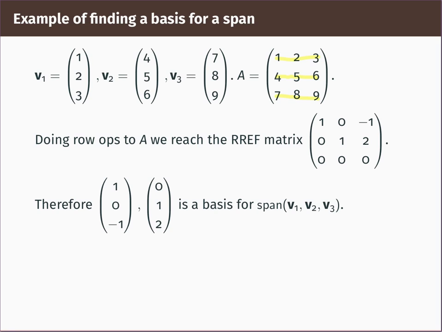In this case, if you try doing row operations to A until you get a row-reduced echelon form matrix, the matrix you'll reach is this one. The final step in the procedure is to take the non-zero rows in that matrix, turn them back into column vectors, and then they are a basis for the span of v1, v2 and v3. Here we have two non-zero rows, and when we turn them back into column vectors, the first one turns into the column vector 1, 0, minus 1, and the second one turns into the column vector 0, 1, 2. It follows from our procedure that this is a basis for the span of v1, v2 and v3.